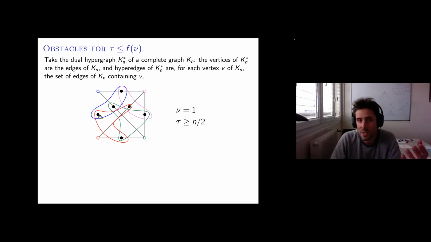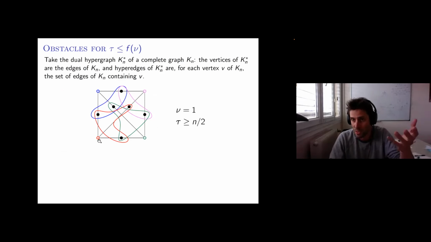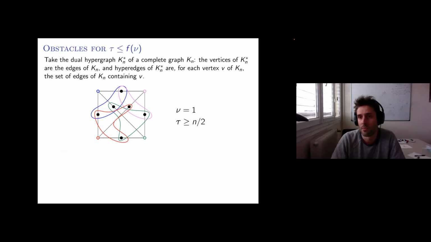The vertices of this hypergraph are the edges of Kn. So here we have 6 edges, so we have 6 vertices in our dual. And we have n vertices, n is 4 here, we have 4 vertices in K4. And these correspond to hyperedges in the dual. So we have 4 hyperedges, and each hyperedge corresponds to a vertex. So here, this vertex has 3 incident edges, and thus these 3 vertices form a hyperedge.